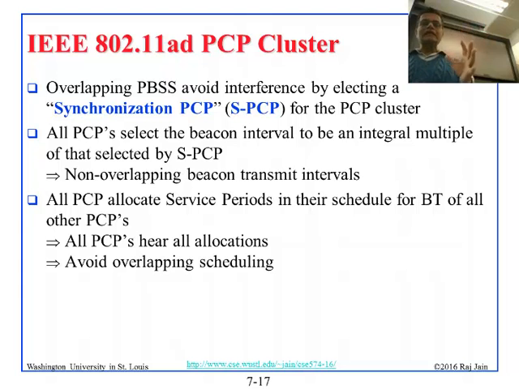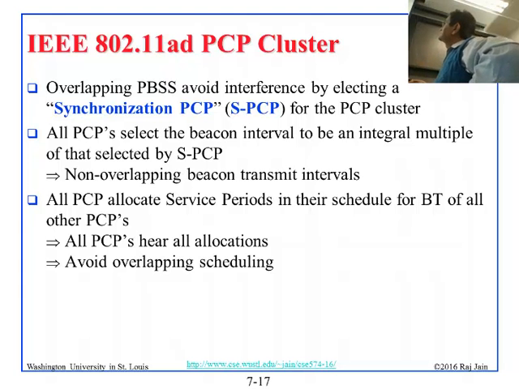In the cluster, one PCP will try to do things so that it doesn't affect other PCPs. Other PCPs will try to do that, they don't disturb other PCPs. So that is what the cluster is about. Overlapping PBSS avoid interference by electing a SPCP, synchronization PCP. There is another boss. On the top of PCPs, there is another boss which says, okay, all right, PCP number 1, your turn, PCP number 2, your turn, PCP number 3, your turn.